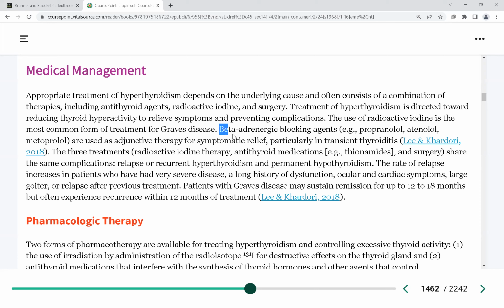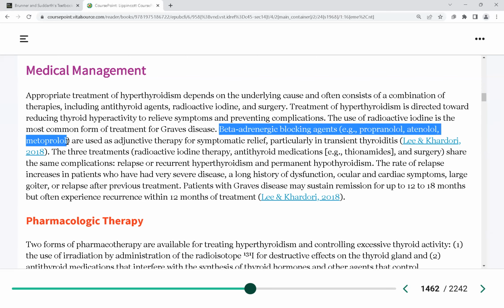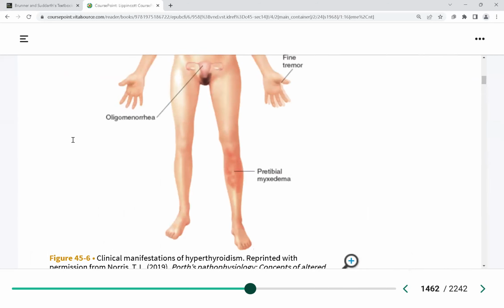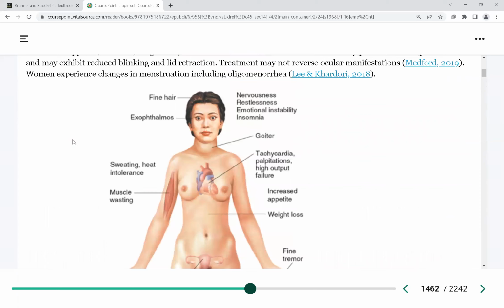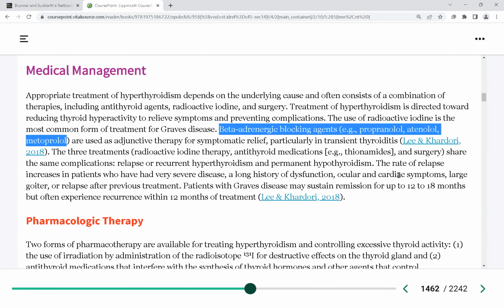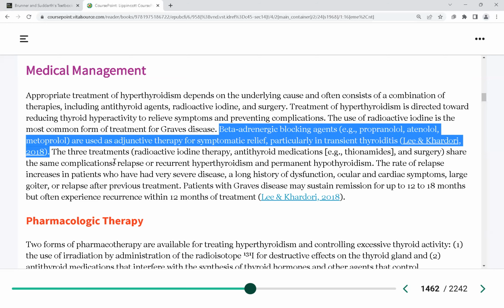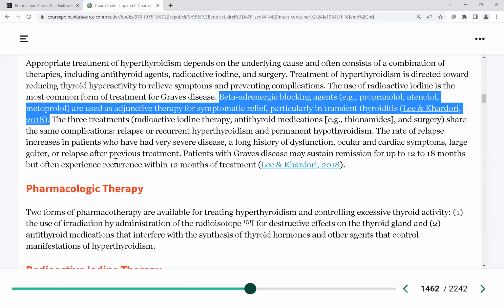Using beta blockers is not really for thyroid treatment. This will only be symptomatic treatment for the conditions that these hyperthyroid patients will develop: the tachycardia and the hypertension. So this will not affect thyroid activity at all. This is simply symptomatic management, which will help manage the cardiac manifestations of the disease.